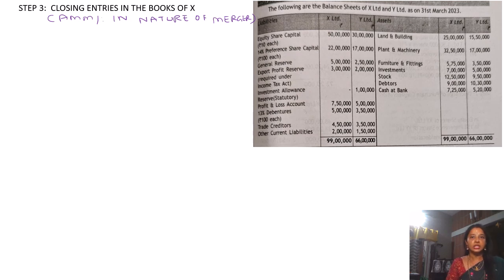So the first entry is to transfer all the assets to realization account on the debit side. So the entry is realization account debit to all the assets accounts. So what we do? We take all the assets accounts. The journal entry will be realization account debit to, one by one you will be taking all the assets.